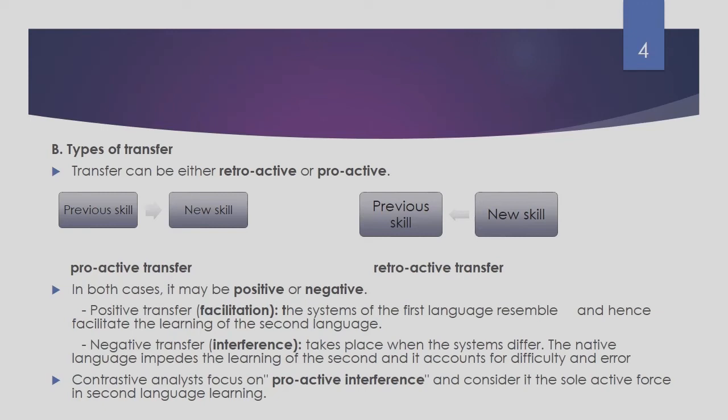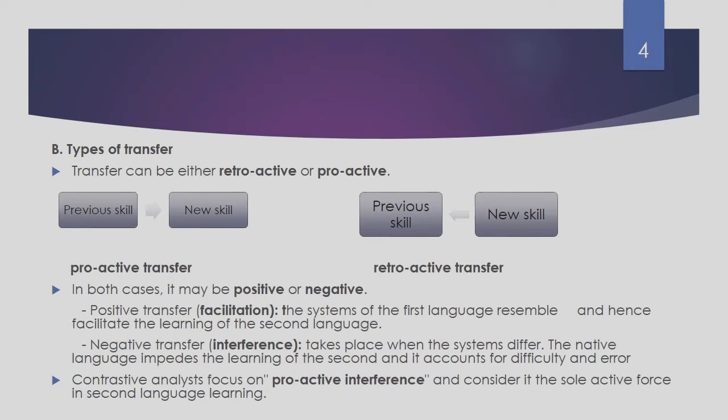Proactive transfer happens when there is an influence of existing skills on new skills. Retroactive transfer is the opposite. This shows how the new skill influences the previous skill. In the case of language, how the foreign language influences the native language in the case of retroactive transfer, but in the case of proactive transfer, how the native language influences the foreign or the second language.